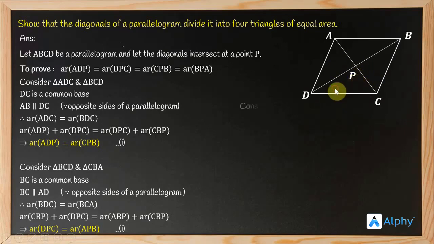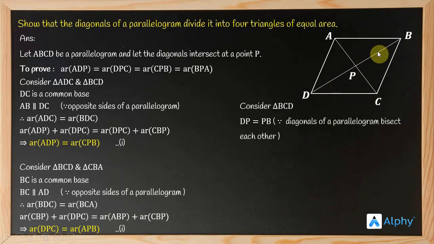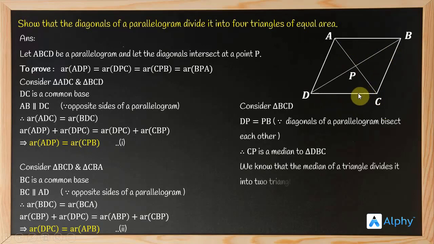Okay, for that we'll consider the triangle BDC. And in BDC, you see that PC is the median, right? Because DP is equal to PB. Yeah, diagonals of a parallelogram bisect each other. Therefore, this length and this length would be equal. And hence, we can say that CP is a median. And since a median of a triangle divides a triangle into two triangles of equal area, we can say area of DPC would be equal to area of PBC.